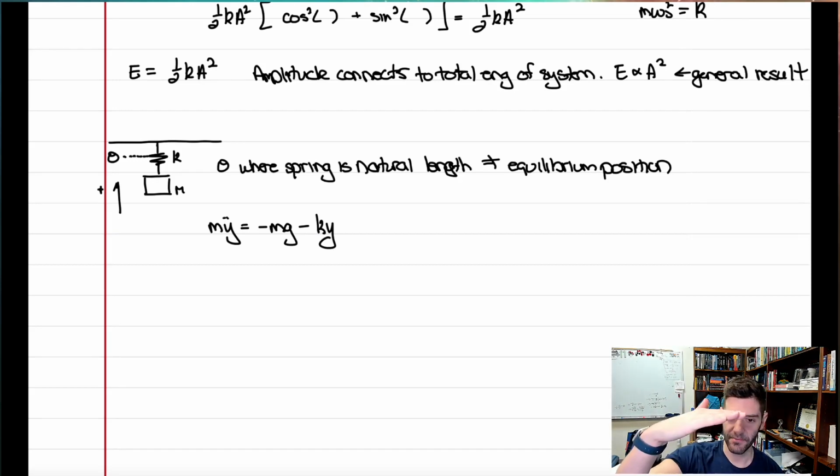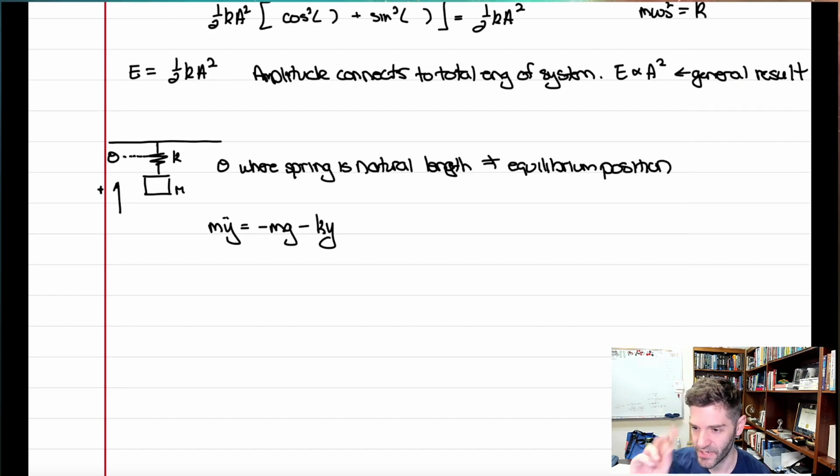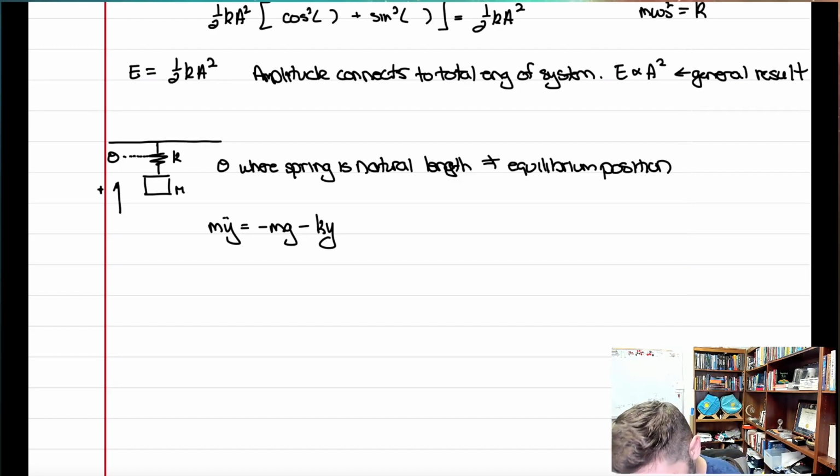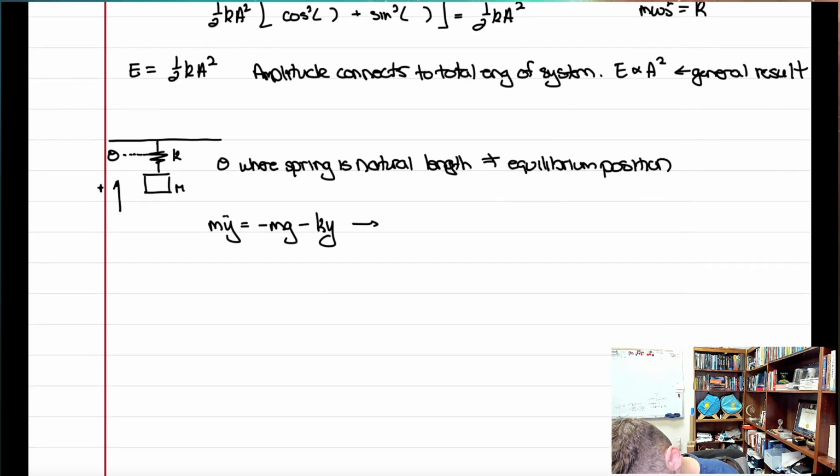So if the origin is where the spring is not stretched or compressed, if the box goes down, then the spring is stretched and it wants to move the box back up. But it's below the origin, so y is negative, so that term on the right-hand side is overall positive. That force is pointing up. If the box is above the equilibrium position, y is positive, that term on the right is negative, and there's a force that's trying to push it back down. Always double check, do these little sanity checks.